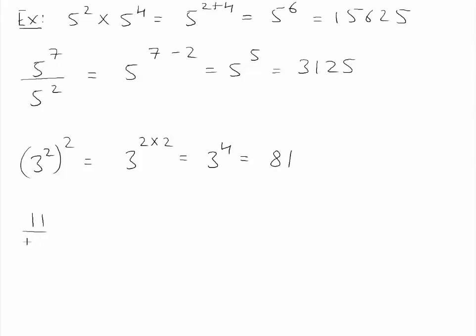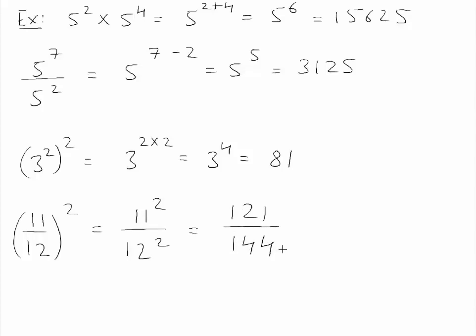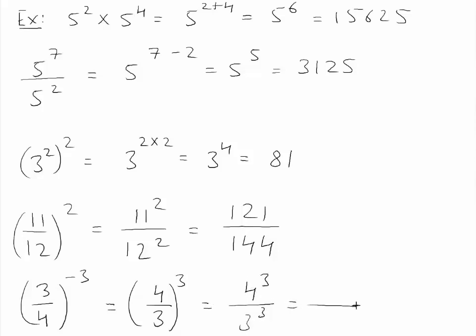Next example, 11 by 12 whole to the power 2 equals 11 square by 12 square. So this will give me 121 divided by 144. Next example, 3 by 4 whole to the power minus 3. As you can see, this is a negative exponent, so we take the reciprocal of the number. So 3 by 4 will become 4 by 3 to the power 3. Now we can take the cube, which is 4 cube divided by 3 cube. So this is 64 divided by 27.